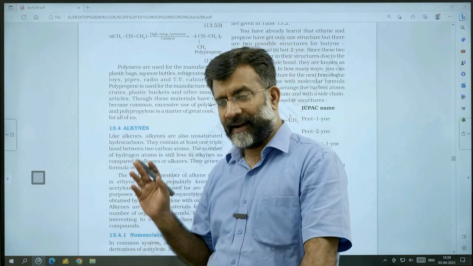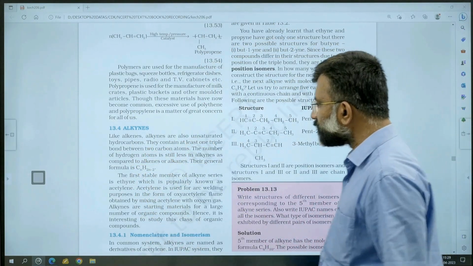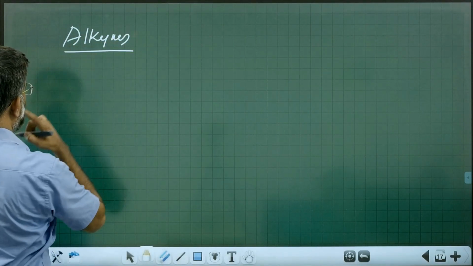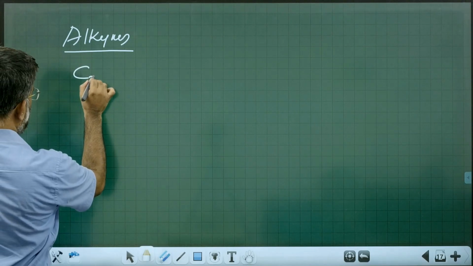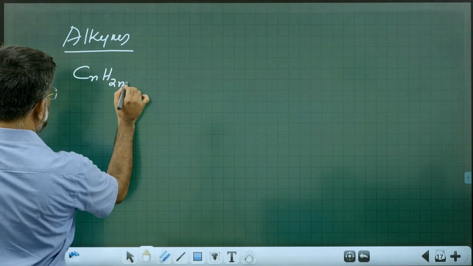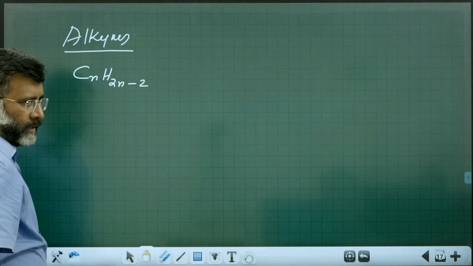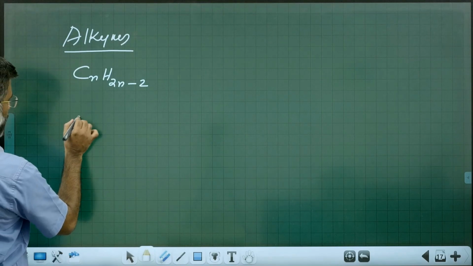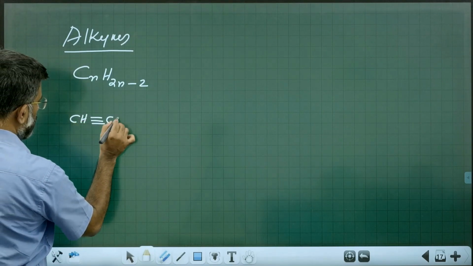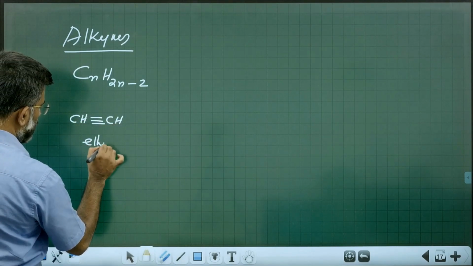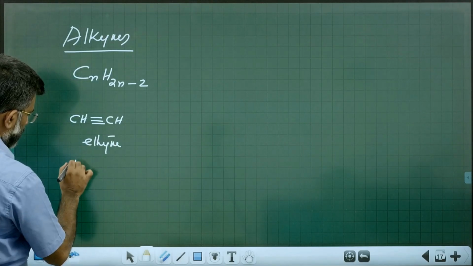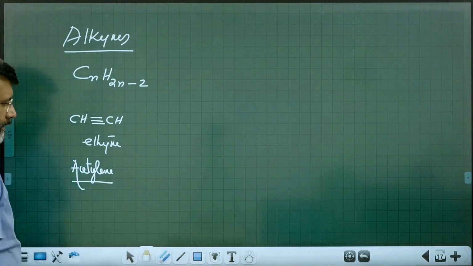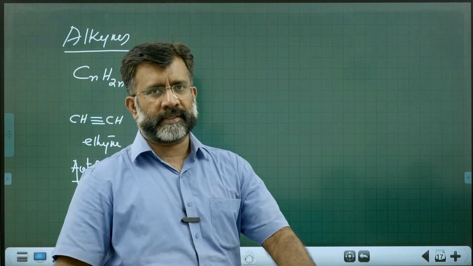Next is alkynes. Alkynes, all of you know, have the general formula CnH2n-2. That is the empirical formula for alkynes. And the first member is ethyne, CH triple bond CH, ethyne. That is the so-called acetylene. Acetylene gas, ethyne. That is the first member.